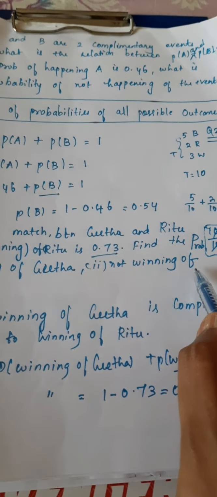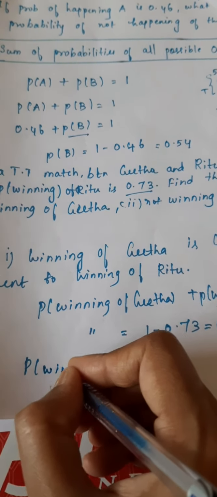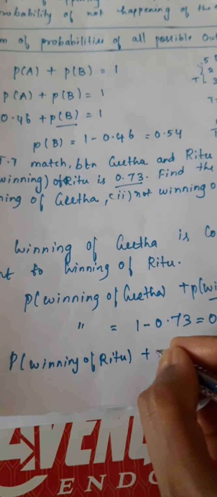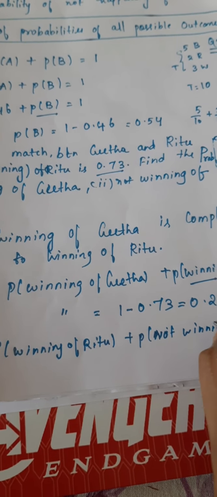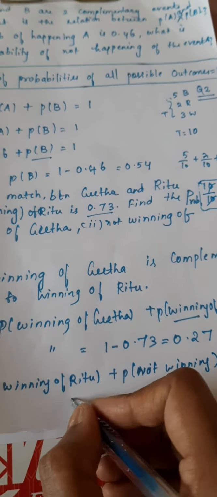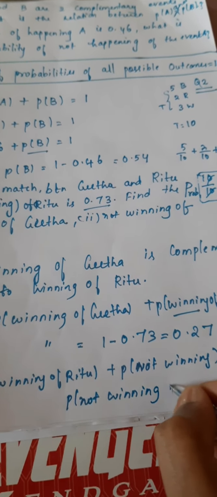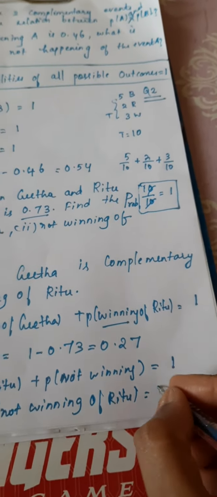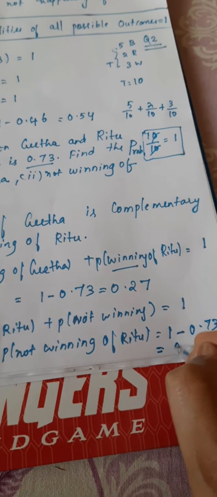Next, not winning, we need to find. So probability of winning of Ritu plus probability of not winning is again going to be 1. So probability of not winning for Ritu is 1 minus 0.73. So it's 0.27.